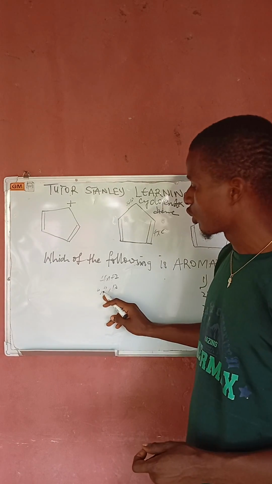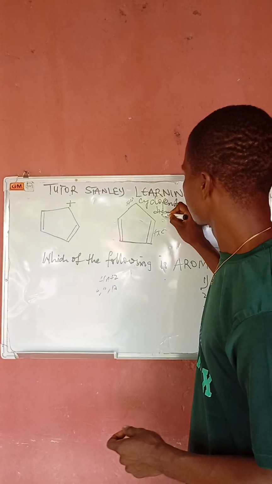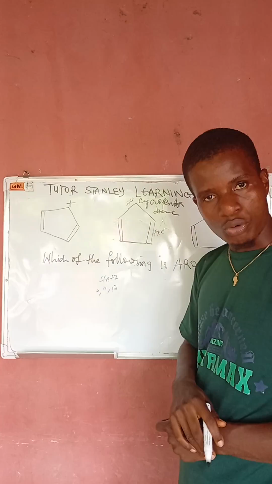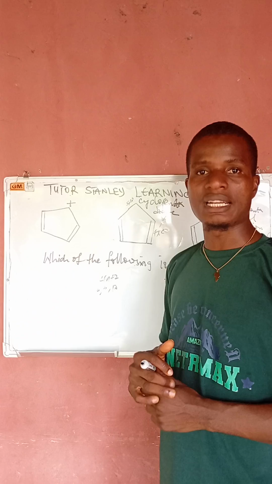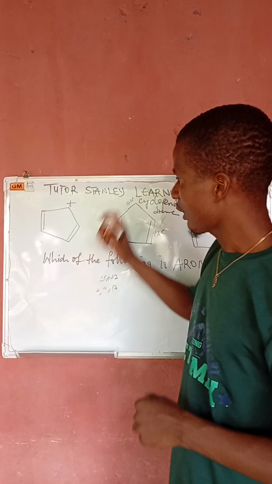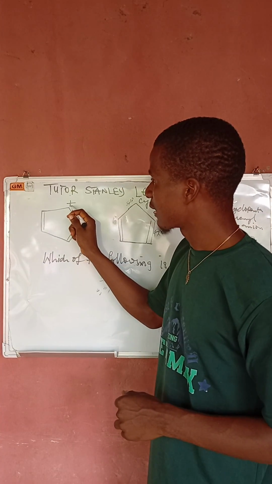So it does not satisfy Hückel's number. So cyclopentadiene is not aromatic. Now let us look at the cation. Cyclopentadiene cation. Now, because this cation means what?